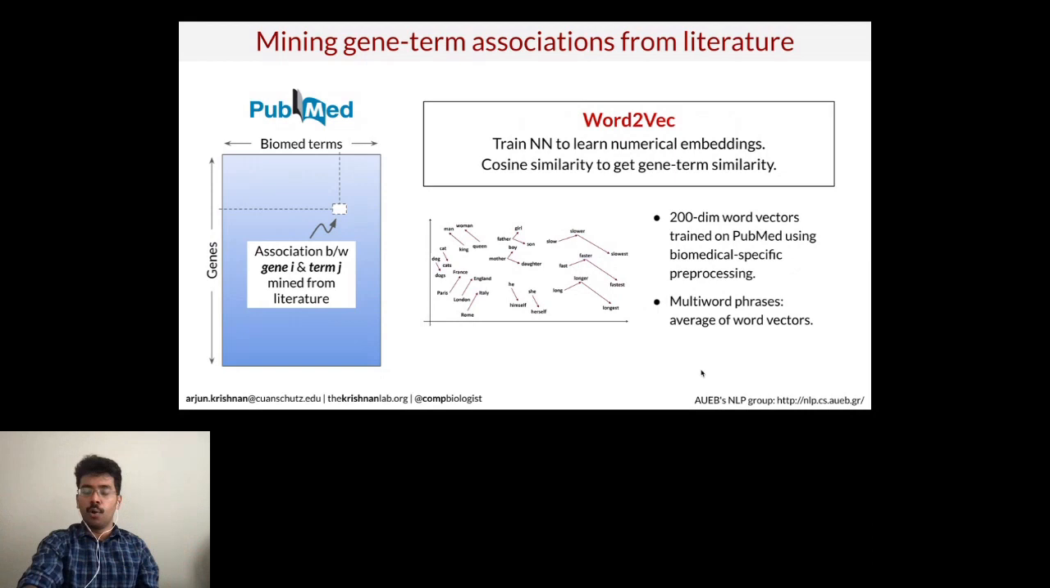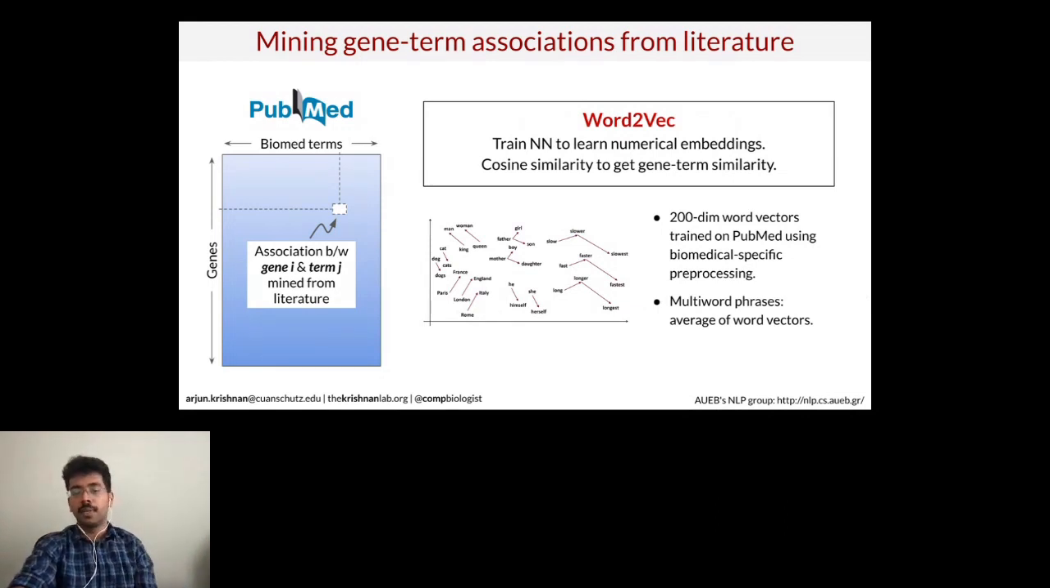For example, you can go to this resource at the bottom right of the slide and then essentially get 200-dimension word embeddings of genes and terms. One of the problems is that there are also multi-word phrases that one is interested in. The way we deal with this is to simply average the embeddings of the individual terms. For example, if it's carbohydrate metabolism, we would just find the embeddings for these two and then merge them into a single term.